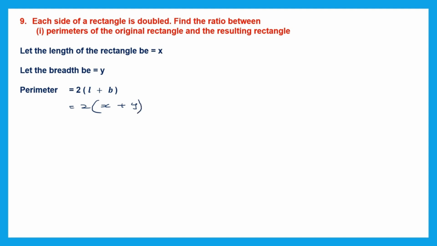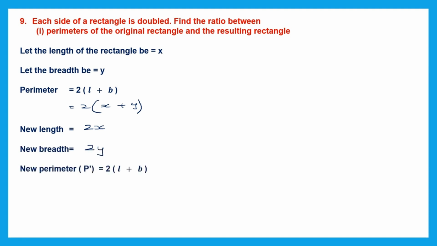Now we have to find the perimeter of the resulting rectangles. That means there's going to be a new length and a new breadth. So the new length will be 2x. Why is it 2x? Because here in the question it says each side of a rectangle is doubled. So the length was x, now that is doubled. So that is going to be 2x. So this is the new length. And the new breadth also is going to be 2y. Now if we have to find the perimeter, the new one, p dash, again we are using the formula 2 into length plus breadth. So this is 2 into, the length is 2x plus the breadth is 2y.